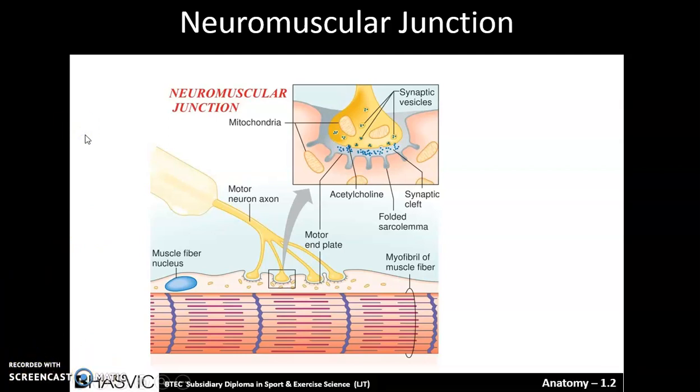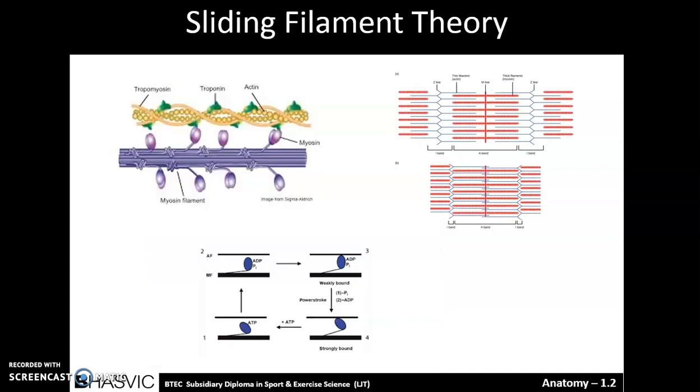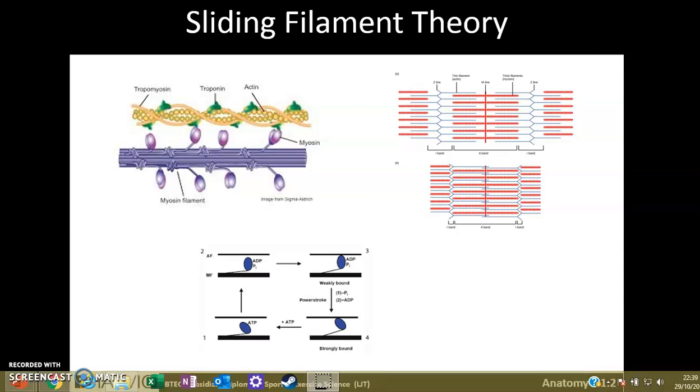When the ACh reaches the receptive membrane, it will then be passed down T-tubules to the sarcoplasmic reticulum. In here, this will release calcium. This is a crucial part of the sliding filament theory. During the sliding filament theory, the myosin will bind to the actin and it will create a shunting movement.